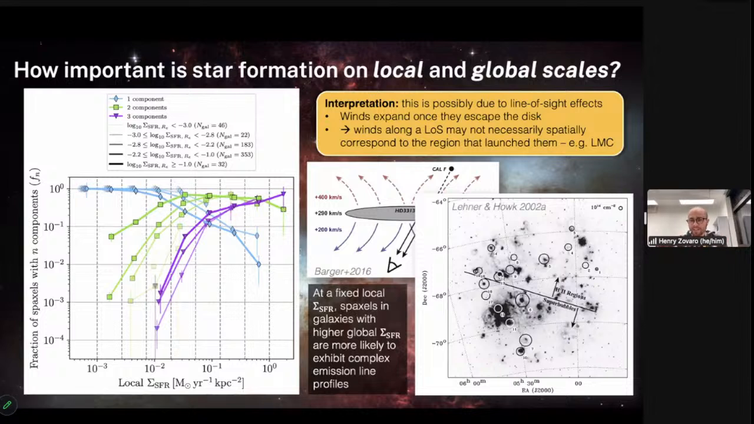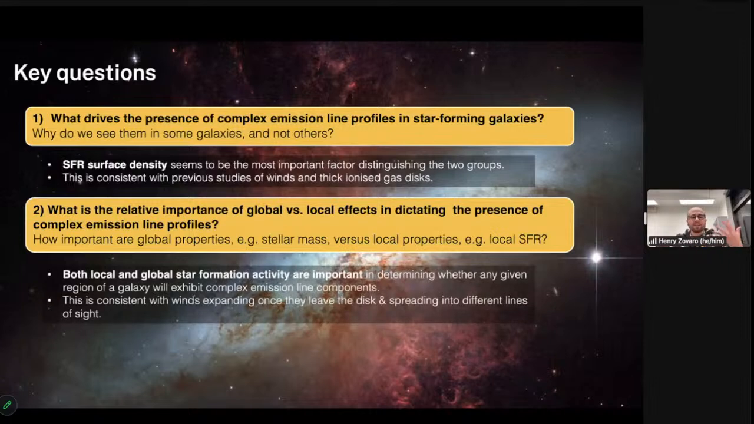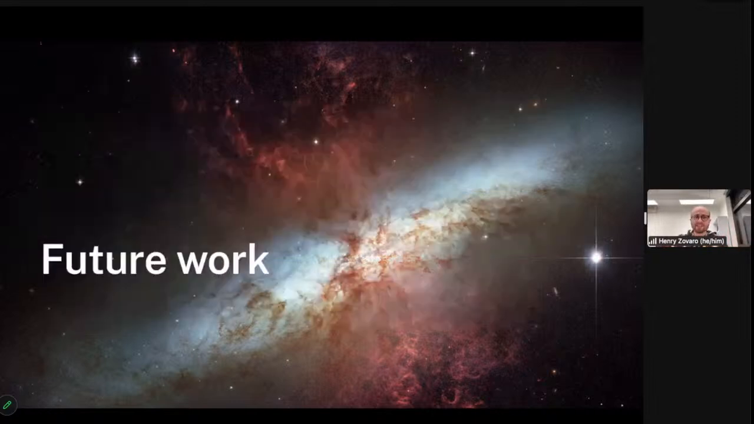And so the interpretation is that the star formation has lots of these winds, and those winds have drifted across the whole galaxy and been smeared out, and so you're going to see them along lots of different lines of sight. And so in answer to the second question, it seems that both local and global star formation activity are important in determining whether any given region of a galaxy is going to exhibit complex emission line components. And this is consistent with a picture in which winds expand once they leave the disk and spread into different lines of sight.